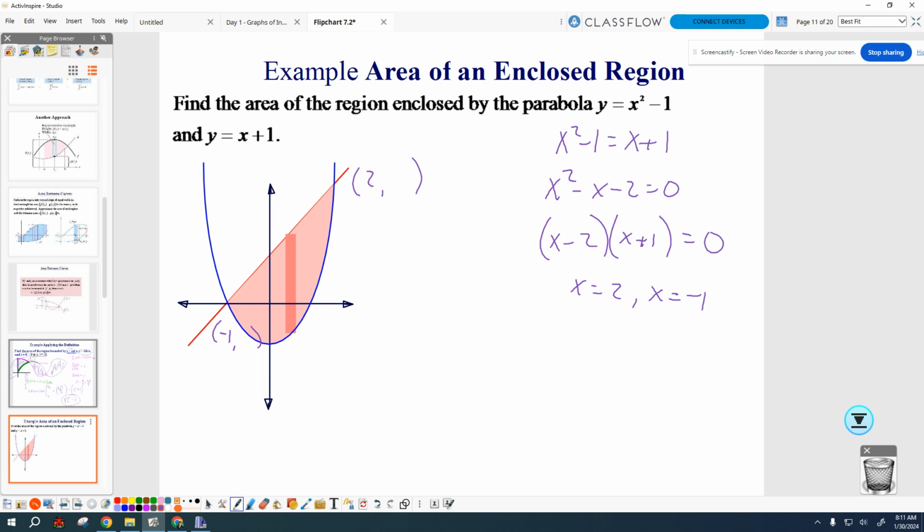Sasha, how do I set up the stuff? You set up an integral from -1 to 2, and it's x plus 1 minus x squared. Careful with parentheses. If you don't put parentheses around the second thing, you're going to forget to distribute the negative. Distributed the negative and added the one to the other existing one.